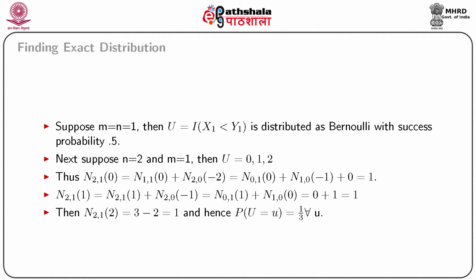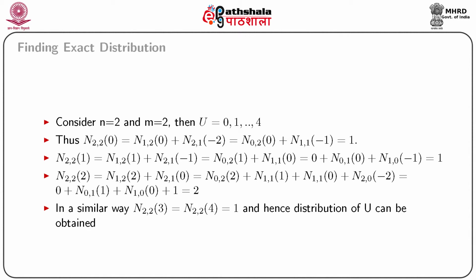Since n20 minus 1 equal to 0, and for n211, again applying the recursion relation, we see that n211 is equal to n011 plus n100, so we get n211 equal to 1. Again, the sum of the nmn values is 3 choose 2, that is 3, and hence n212 is nothing but 1. Thus, probability U equal to small u equals 1/3 for every u, that is, U has a discrete uniform distribution over 0, 1, 2.